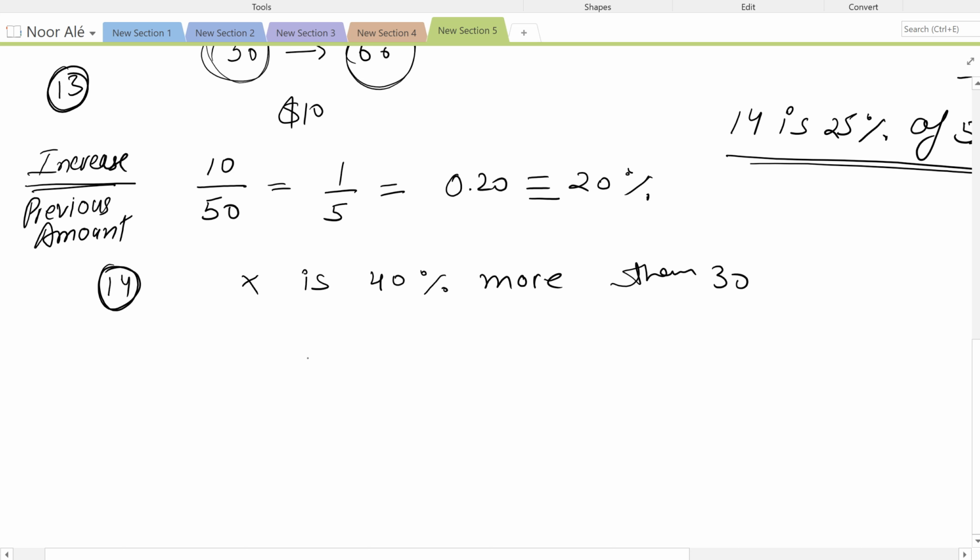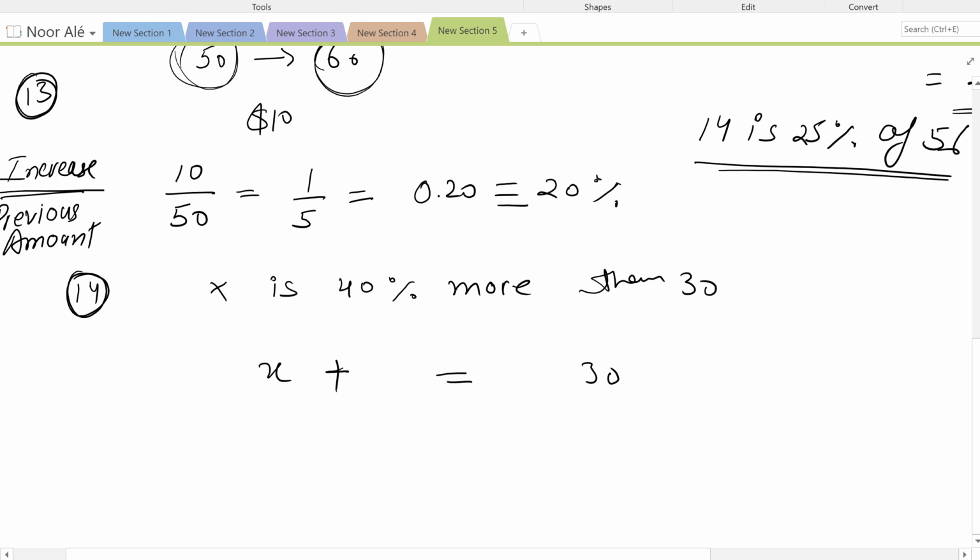So now when we say 40% more than 30, we can create an equivalence between X and 30. X is more than 30, that means we do a positive sign. X is this much bigger. How much? 40% more. So 40% more than 30 means you do 40% of 30, right? Let me write it down.